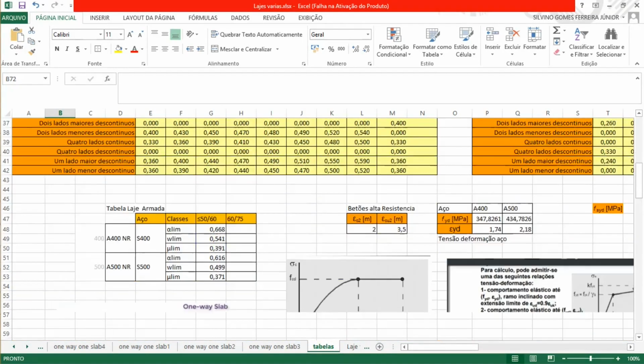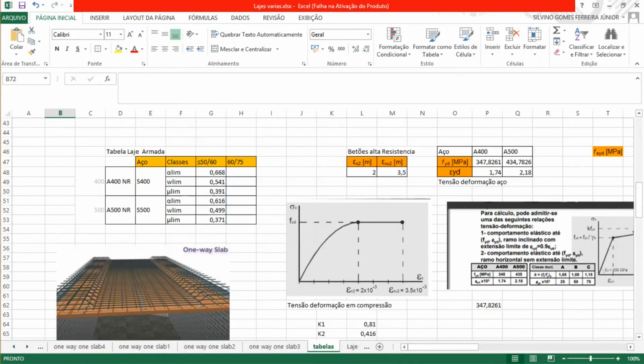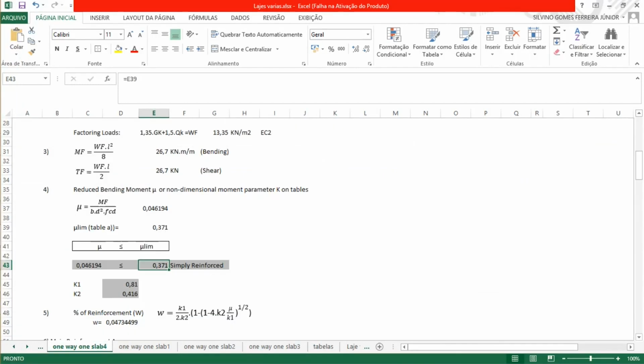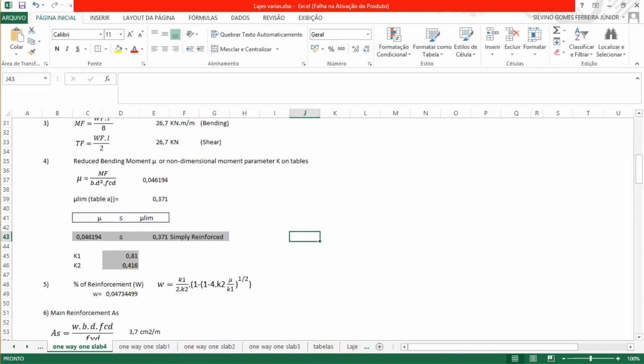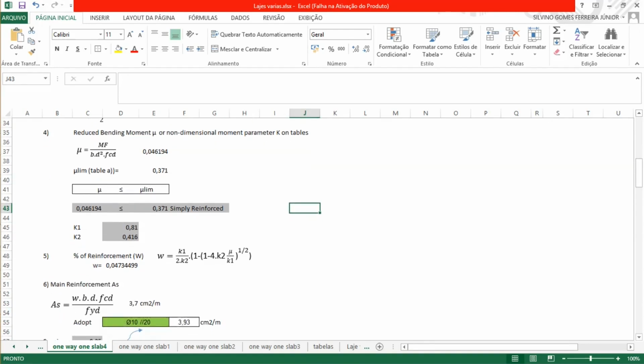If we go to the tables, we have this table here. So the S500, the bending reduced moment, the limit is 0.371 for concrete less or equal to C50/60. So this is what we get. So we can check, and it's simply reinforced. The value is already determined for this kind of concrete.